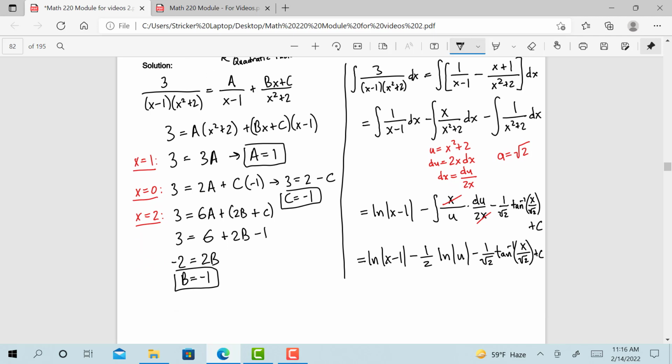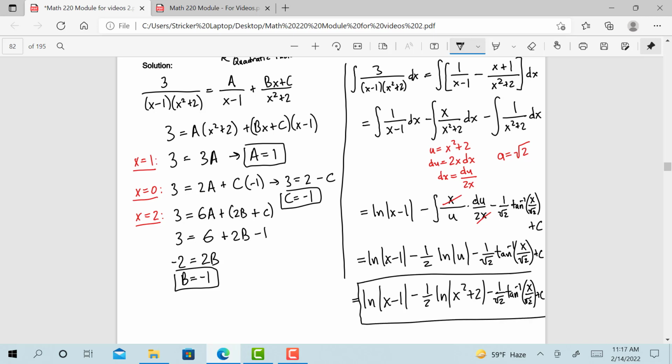Then we have to back substitute for u. So our final answer is the natural log, absolute value x minus 1 minus 1/2 the natural log of the absolute value of x squared plus 2 minus 1 over root 2 times the inverse tangent of x over root 2 plus c. And that's as far as we can go for that example.